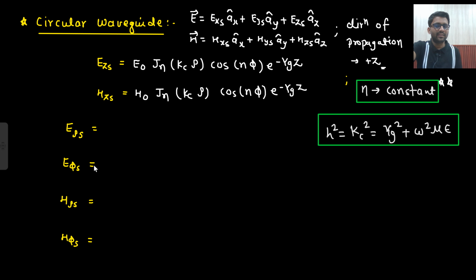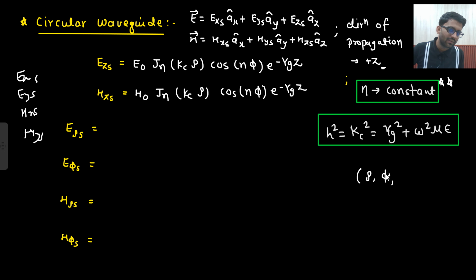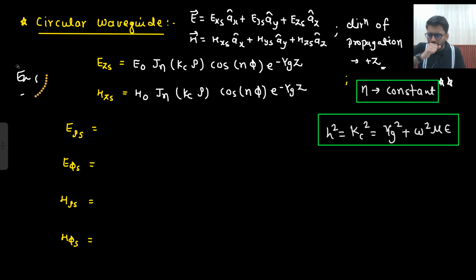Now from Ez dash and Hz dash components, we wrote down the Ex, Ey, Hx and Hy in case of rectangular waveguide. So here what do we need to write? Here what is our coordinate? Rho, phi and z. With the help of this we need to write down rho and phi components. Same thing we are going to do here. We are going to write down E rho, E phi, H rho, H phi. In a similar manner you need to write down. What did we use to write down? Minus gamma g upon h square.